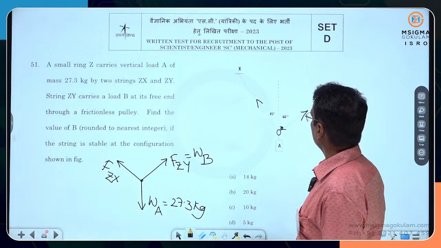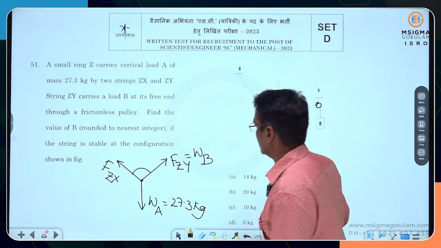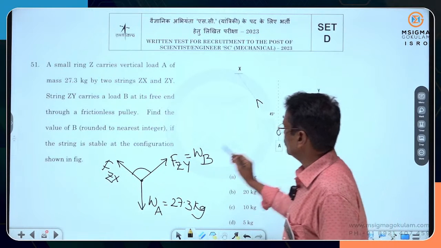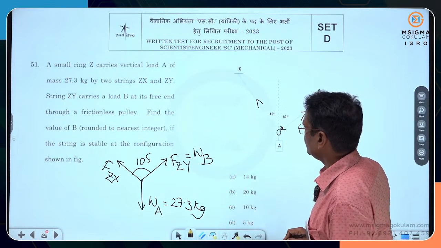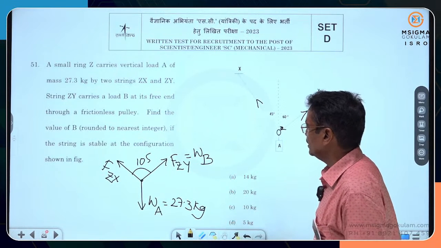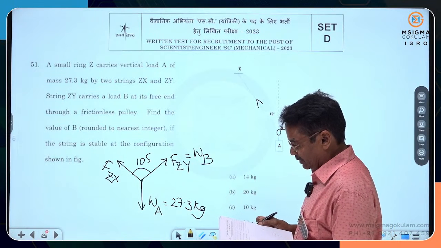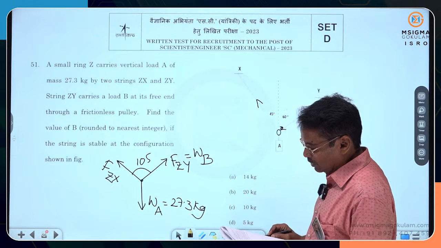So you can write this using Lami's theorem. Lami's theorem, you can write 60 plus 45, this is 105, this angle. You have to just calculate the angles there.